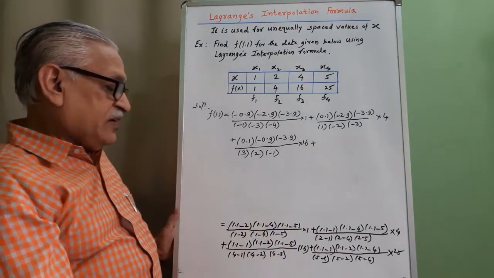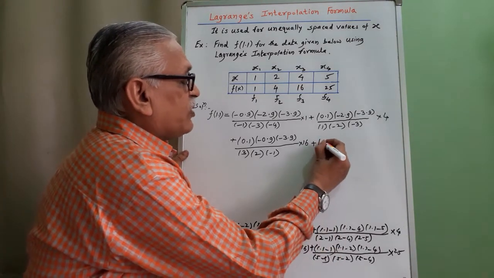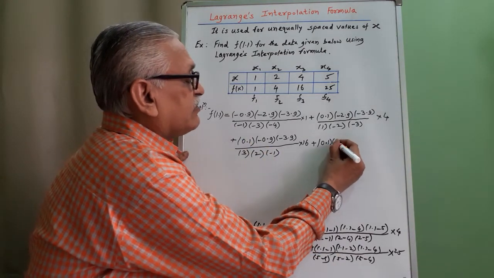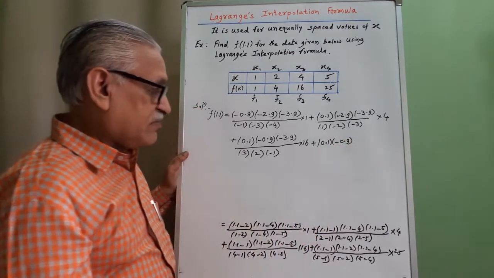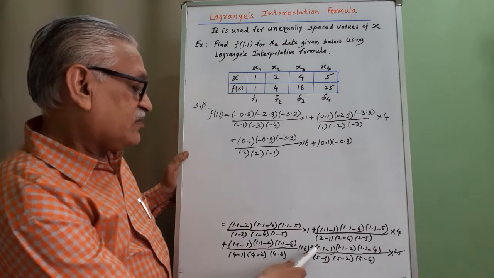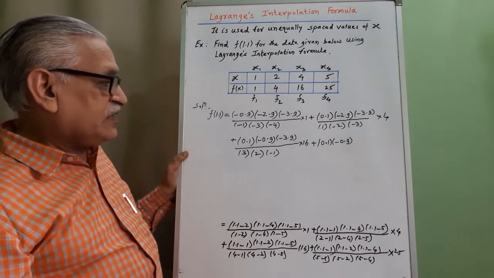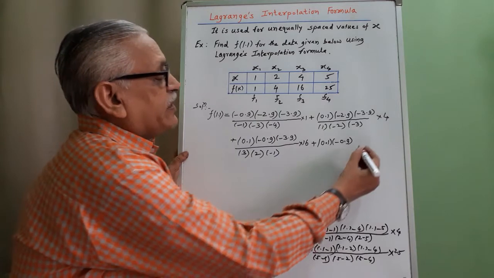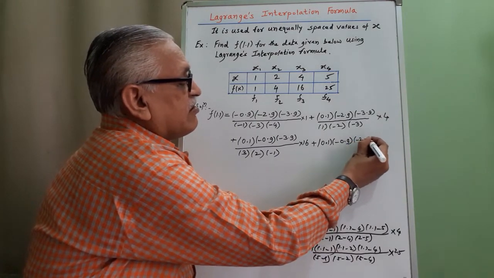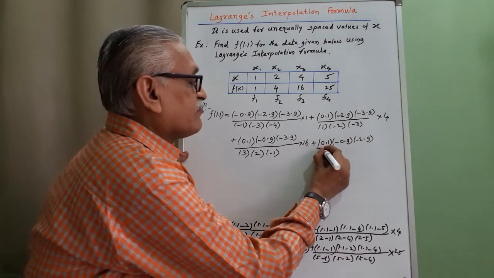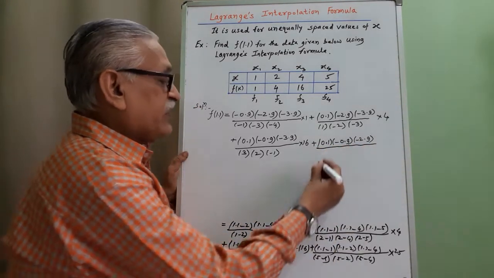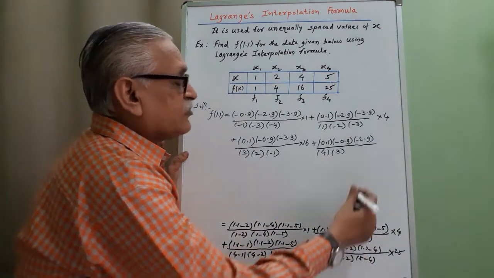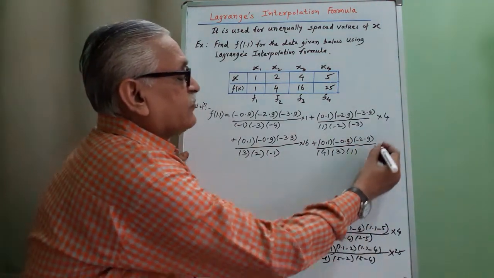Plus, lastly, 1.1 minus 1 we get again 0.1, 1.1 minus 2, that value is minus 0.9, 1.1 minus 4, which is minus 2.9, and divided by 5 minus 1 we get 4, 5 minus 2 we get 3, and 5 minus 4 we get 1, into 25.